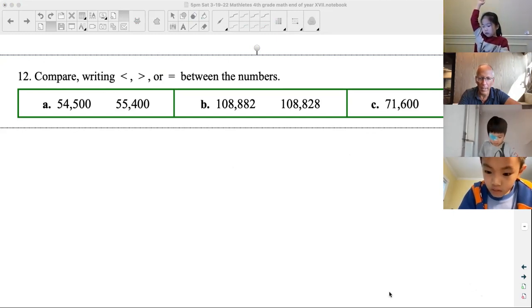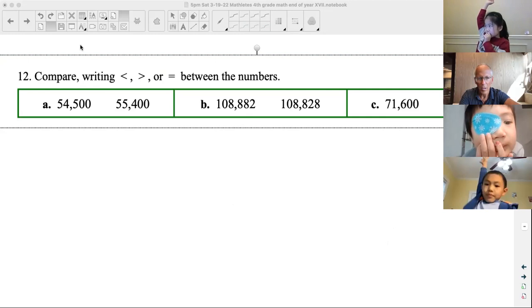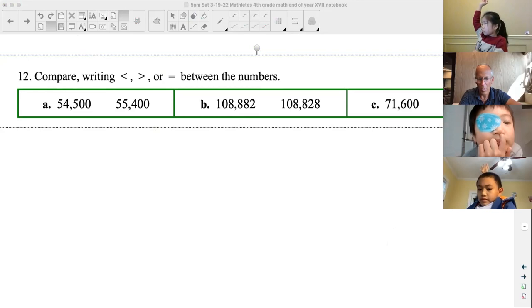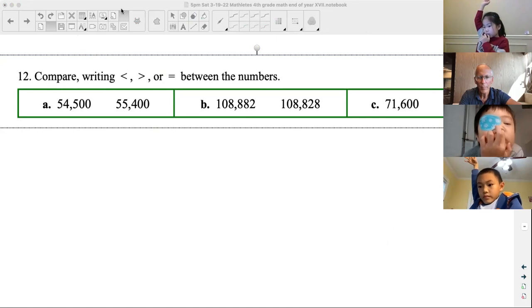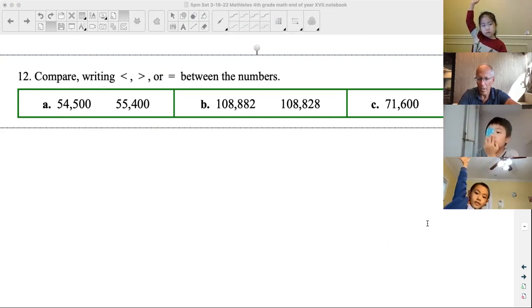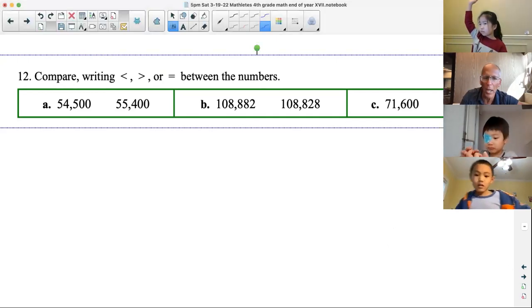All right, Eleanor's got her hand up. Anybody else have it? All right. On 3. 1, 2, 3, go.